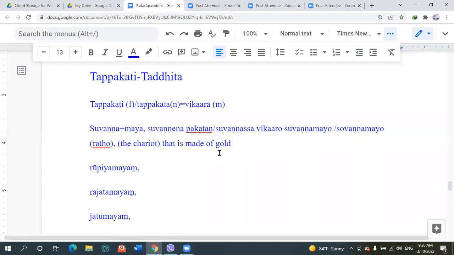The Embasadiga mentions Sunina Pakato also. Sunina Pakato also, he mentioned.